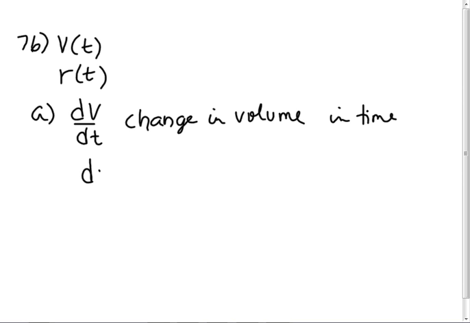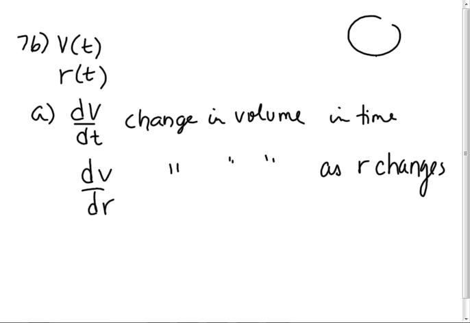What's dV/dr? It's the change in the volume as the radius changes. So if you're blowing up a balloon, and you have the radius, you could talk about how the volume changes if the radius changes, gets bigger. Or you could talk about blowing up the balloon, how does the volume change as time progresses.